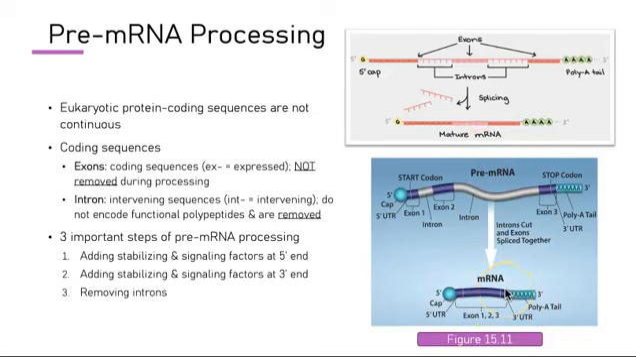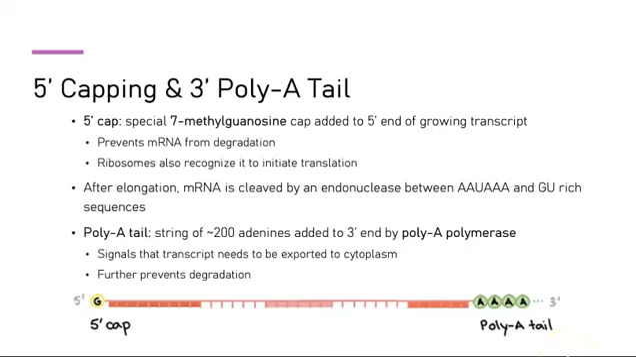So let's talk a bit more about this, and this leads us into our 5' capping and 3' capping, which is called a poly A tail. So starting with that 5' end, we're going to add a cap with a molecule known as 7-methylguanosine that will help prevent mRNA from degradation and also helps our ribosomes recognize it so it can initiate translation.